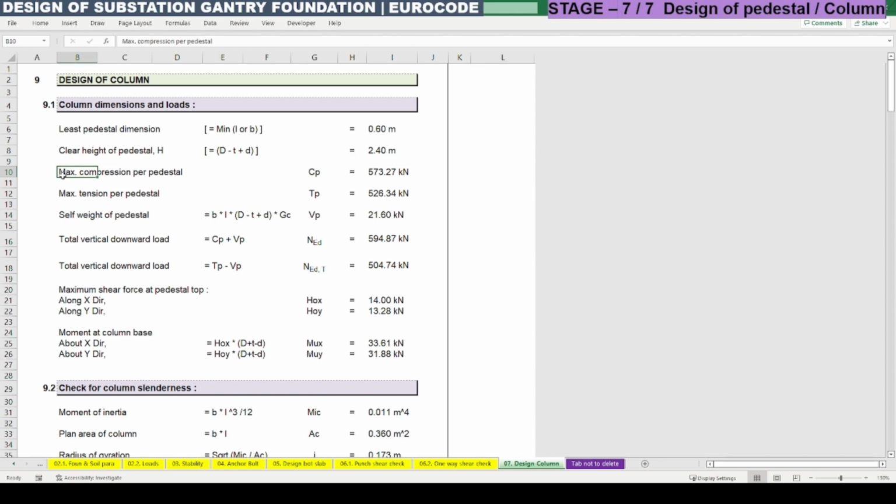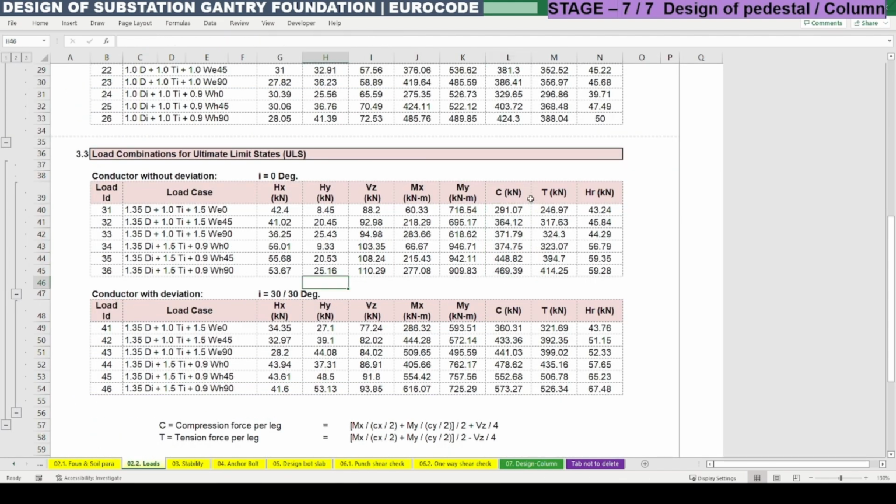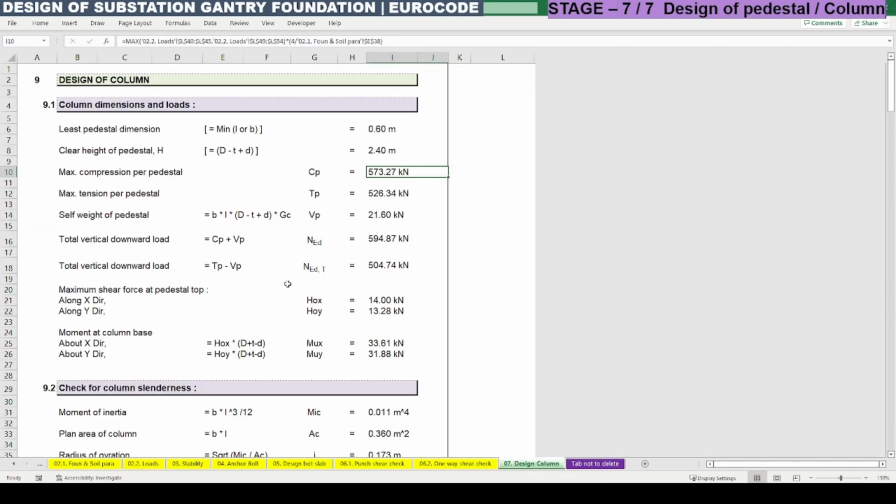Next one is the maximum compression per pedestal and maximum tension per pedestal. These two inputs we need to consider from the table which is listed here. For this we need to consider the ultimate limit state load combinations, with and without conductor deviations. This load combination and load calculation we already discussed in the stage 2 video. From that, the maximum tension and compression per pedestal need to be extracted.